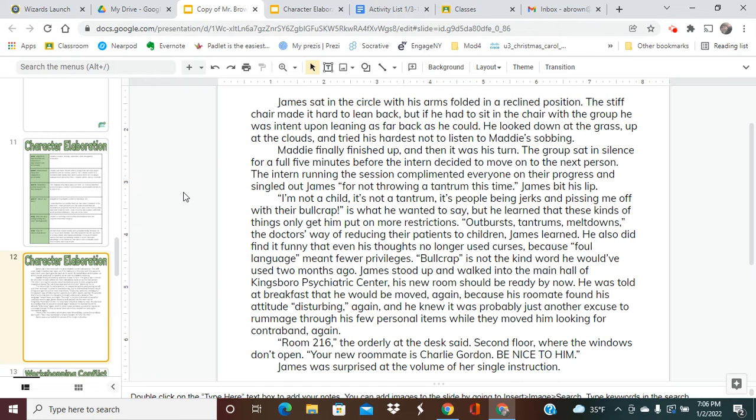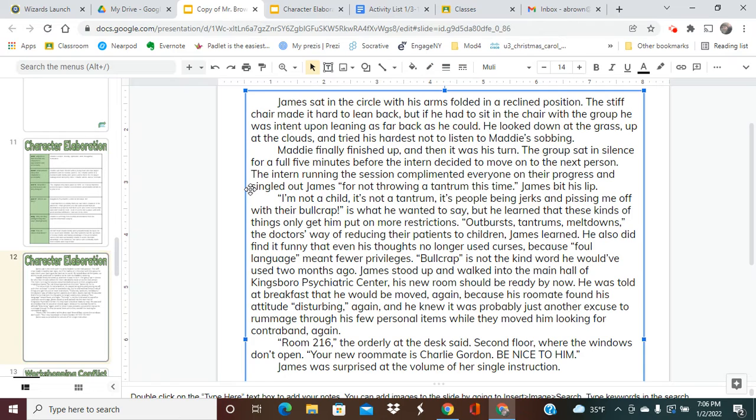The group sat in silence for a full 5 minutes before the intern decided to move on to the next person. The intern running the session complimented everyone on their progress and singled out James for, quote, not throwing a tantrum this time. James bit his lip. I'm not a child. It's not a tantrum. It's just people being jerks and pissing me off with their bullcrap. It's what he wanted to say, but he learned that these kinds of things only get him put on more restrictions. Outbursts, tantrums, meltdowns, the doctor's way of reducing their patients to children, James learned.